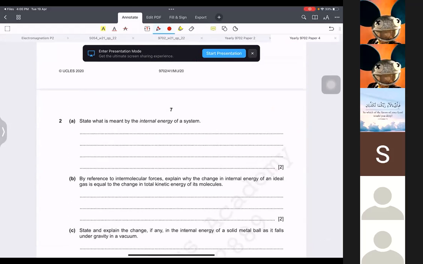Internal energy of the system is the sum of, for 2 marks, we always write, sum of kinetic and potential energy of randomly moving atoms. So this is 1, this is 2.